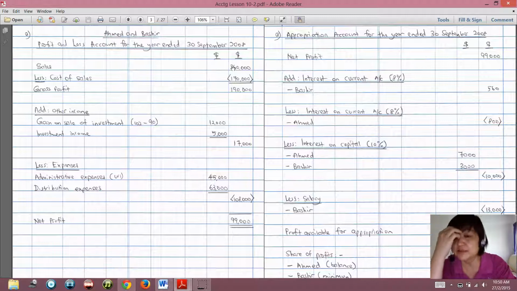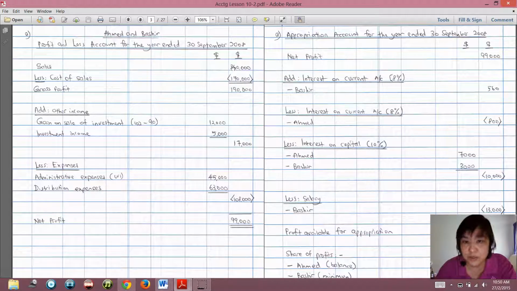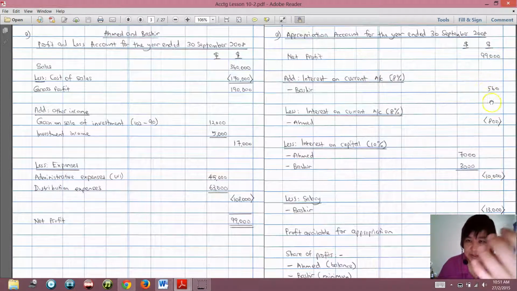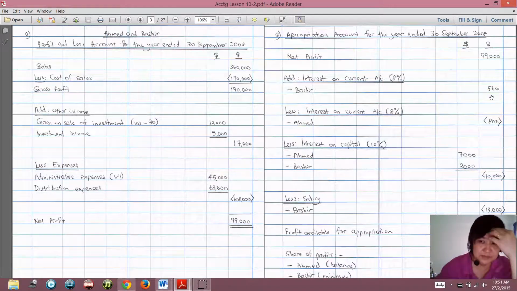It's gained from outsiders. But in the appropriation account, all this one add, right, net profit add, this income is gained from, so-called, the company gains from the partner. So that means the company profited from the partner. From the business, the partnership, the business point of view, it is a good thing, it's an income from the business point of view. So that means the partner pays to the company.